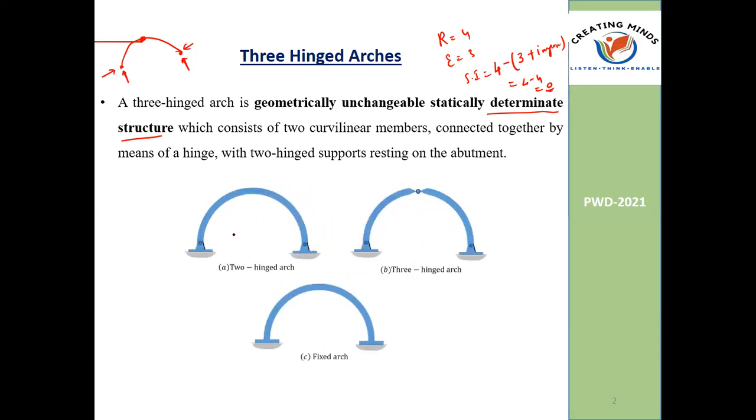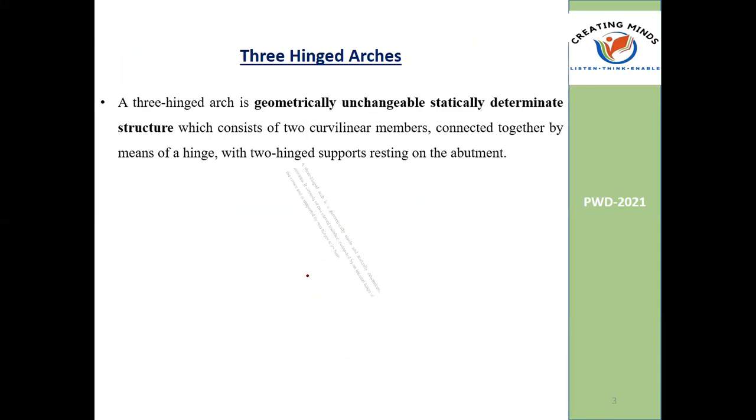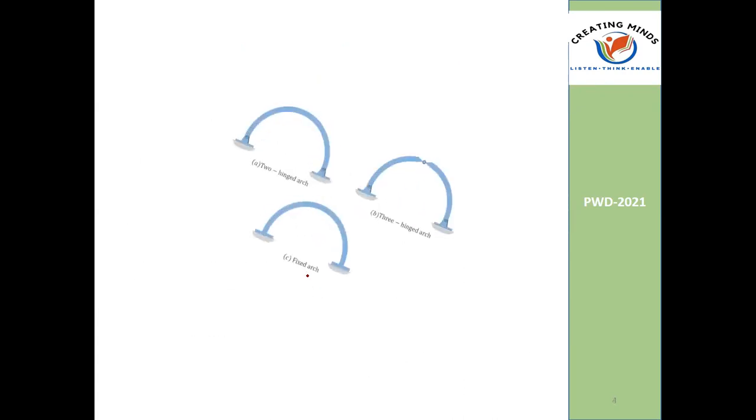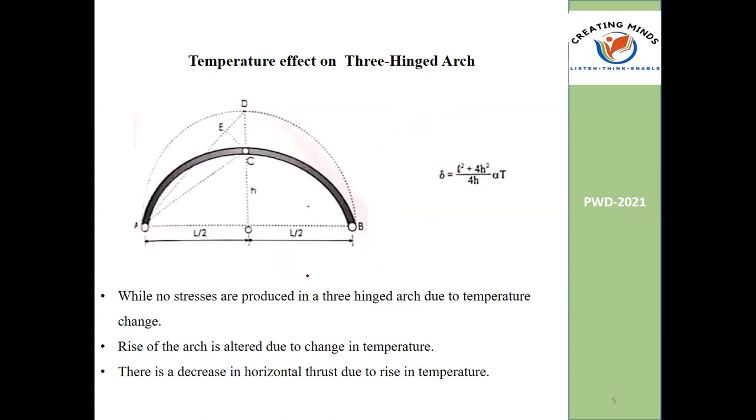See, these are the examples. This is a two-hinged arch. This is an indeterminate structure. So the three-hinged arch is a determinate structure. Fixed arch is an indeterminate structure. Generally, how many reactions will develop in a three-hinged arch? 2 external support reactions and 1 imposed condition. So these are the things we just discussed now.